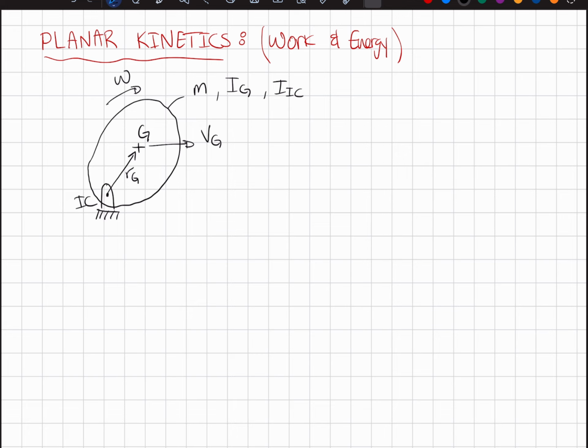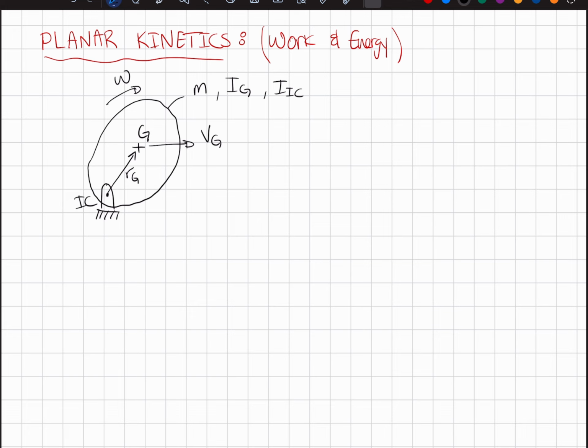To start off, I have this illustration down here. This is basically a rigid body with centroid G. It is connected to a pin, and this location is given the name instantaneous center, IC. The body we have has mass. It has mass moment of inertia around G, and it has a mass moment of inertia around the instantaneous center.